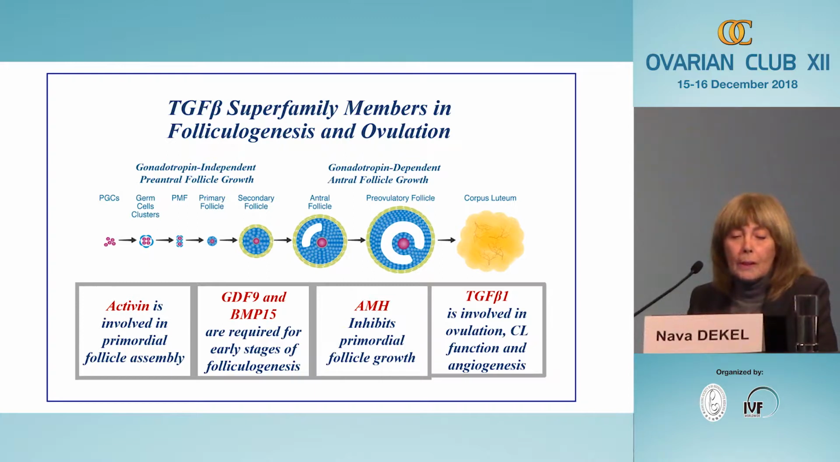As I mentioned, TGF-beta is a superfamily, some members of which are activin, which is involved in primordial follicle assembly, GDF9 and BMP15 that are required for early stages of folliculogenesis, AMH that we all know, which inhibits primordial follicle growth, and TGF-beta1 itself, which is involved in ovulation, corpus luteum function, and angiogenesis. As TGF-beta family members have so many roles in different aspects of folliculogenesis, we were highly intrigued to look for Vasorin, which is an upstream regulator of TGF-beta.